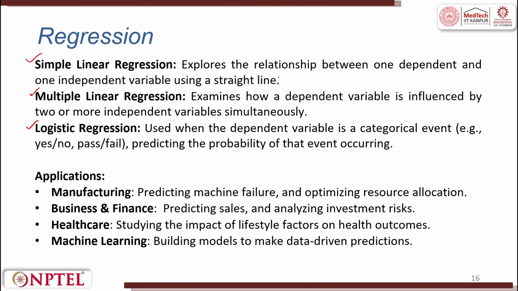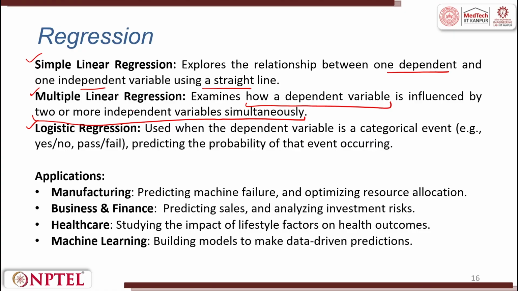Simple linear regression explores the relationship between one dependent and one independent variable using a straight line. Multiple linear regression examines how a dependent variable is influenced by 2 or more independent variables simultaneously. The examples which I took, baking a cake, machining, those were all multiple linear regression examples. We are trying to see how surface roughness is dependent upon the speed, the feed, the depth of cut, the type of tool. So that could be multiple linear regression.